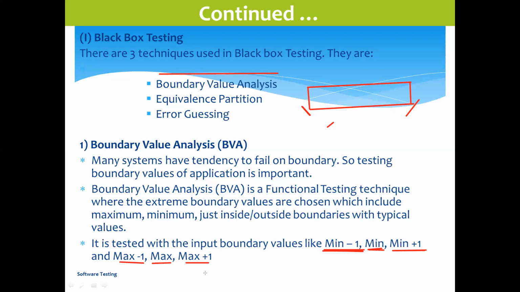Second one is equivalence partition. So what is equivalence partition? The length can be equally distributed into some parts. Suppose we divide it into 4 parts, equally distributed. 40 is the total length, so we take 10, 10, 10, 10. The range 1 to 10 we can check as one part, then 11 to 20 as one part, 21 to 30 as one part, and 31 to 40 as one part. So a few inputs we can take.